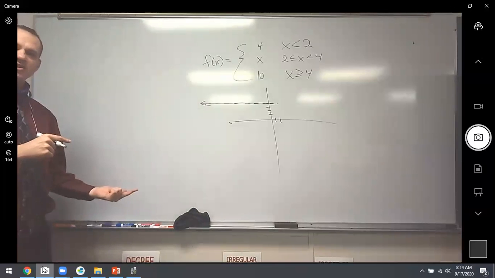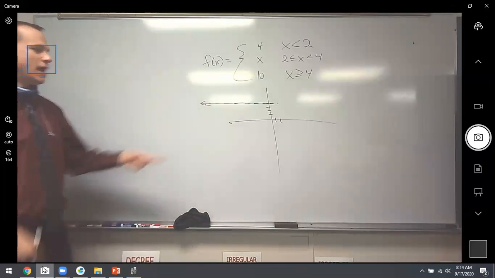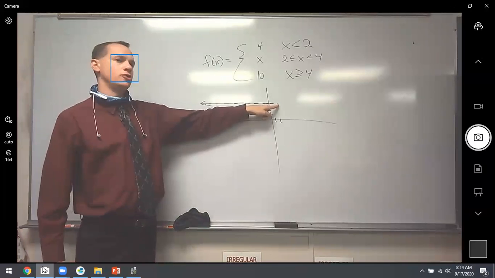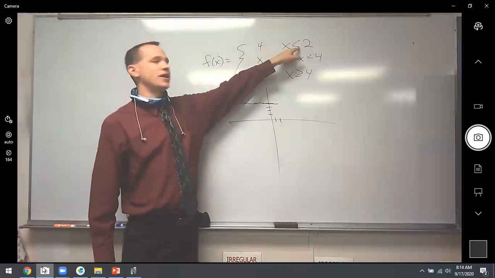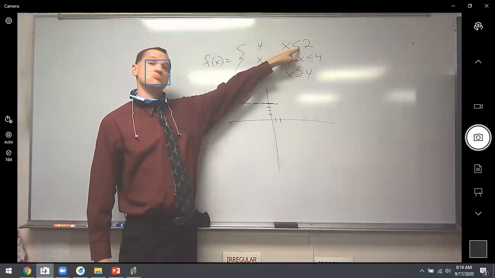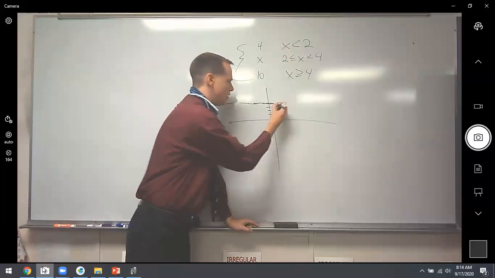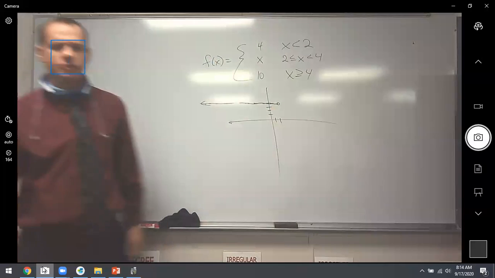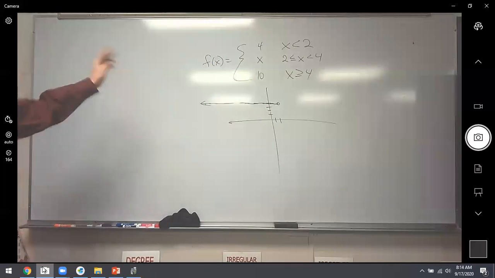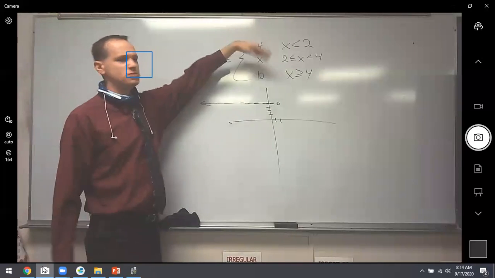Are we okay on that so far? Okay. Now, right here, open or closed circle, look at the piece. Do I include 2 or not? No. So open circle? Yes. So open circle right here. And this is the first piece drawn. I start all over again. Forget the first piece, it never even happened.